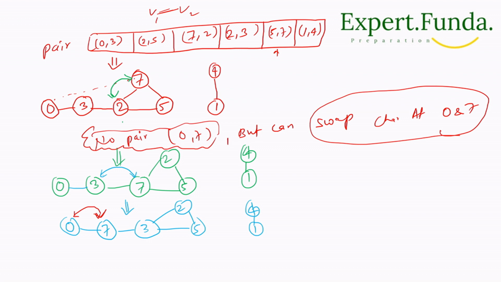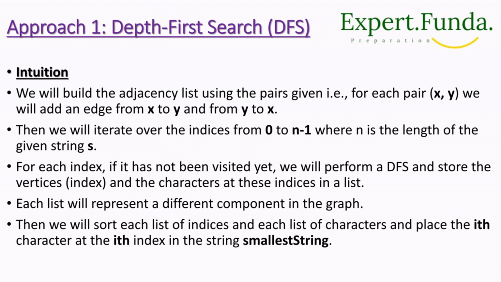Since the DFS and BFS solutions are quite similar in implementation, we can cover only one of them, and then we can use union find. I'll try first with DFS, and if we find we require another approach, either BFS or union find, then we'll do that. So let's understand, first we will use DFS.